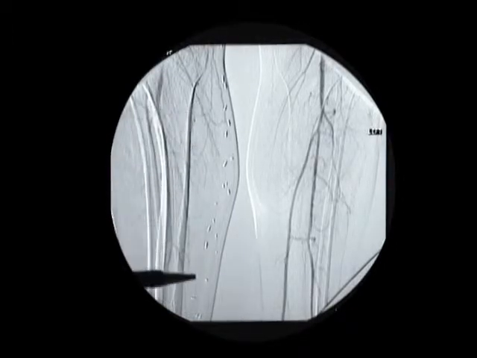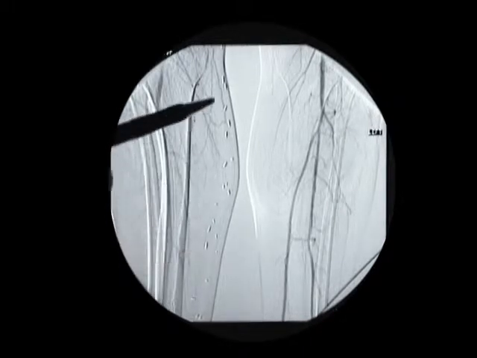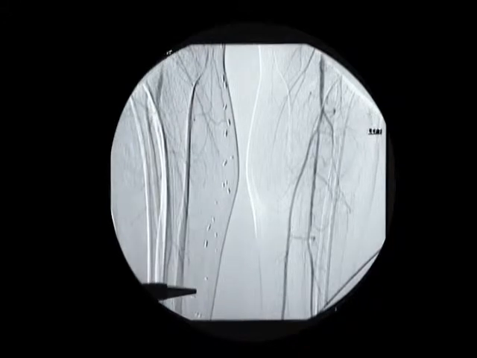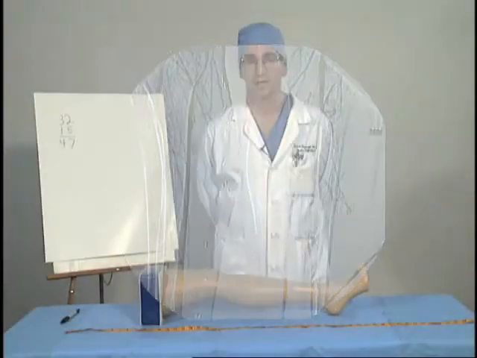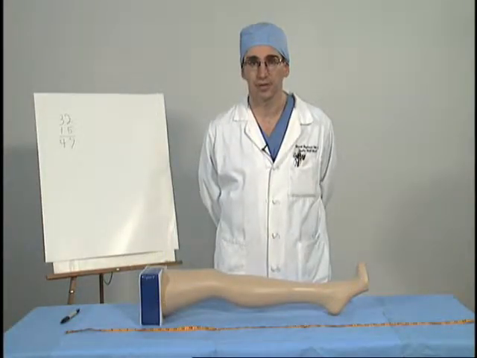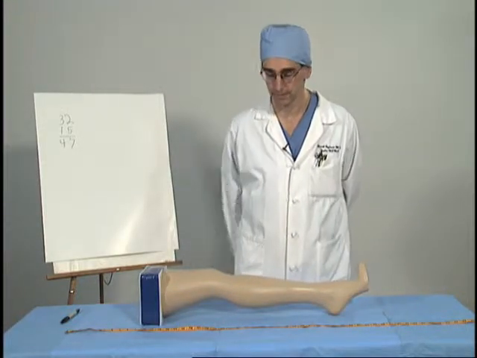Since there's no runoff, treatment would be based on a bilateral approach. Medial to reconstitute the peroneal and posterior tibial distribution, and anterior to reconstitute the anterior tibial artery distribution. In this case, we need to combine a medial and an anterior approach to our treatment.